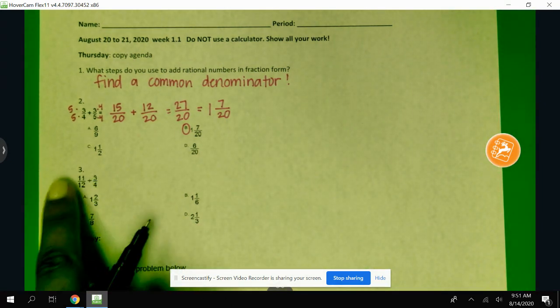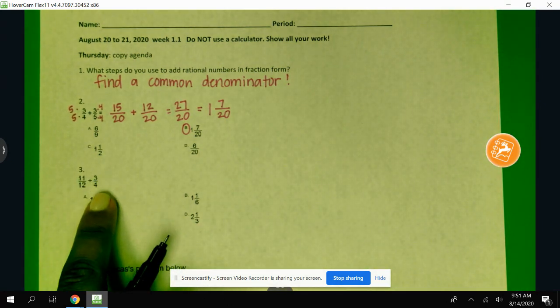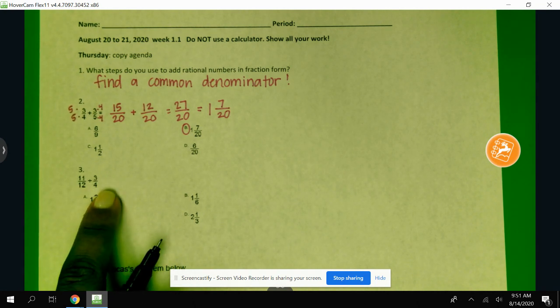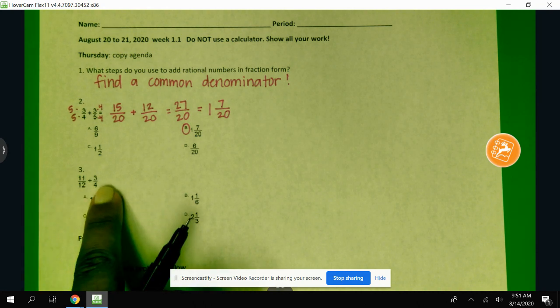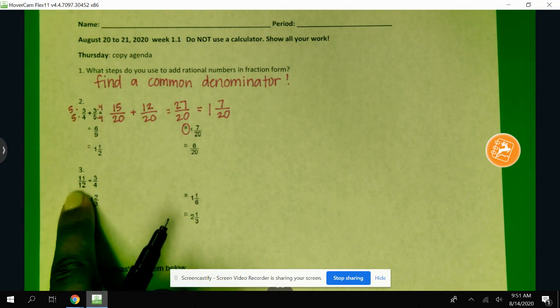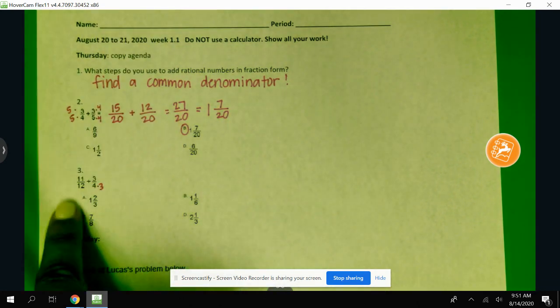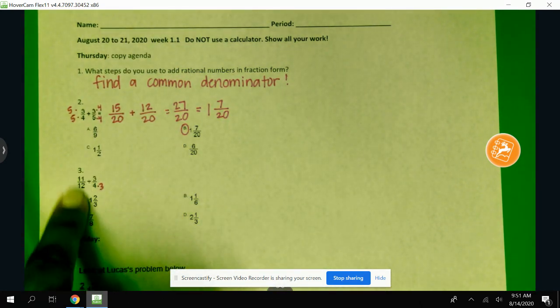Number 3, we have 11/12 plus 3/4. Looking at my denominators, they are not common. So I need to do that first. Is there a way that I can get from 4 to 12? Yeah, 4 times 3 would give me 12. So in this case, you don't have to do anything to that first fraction.